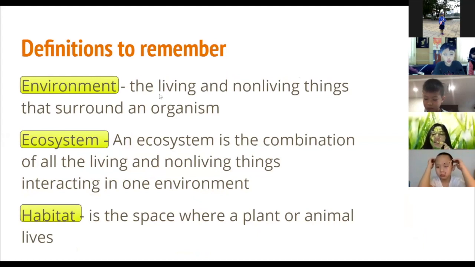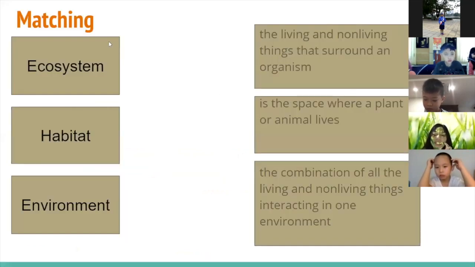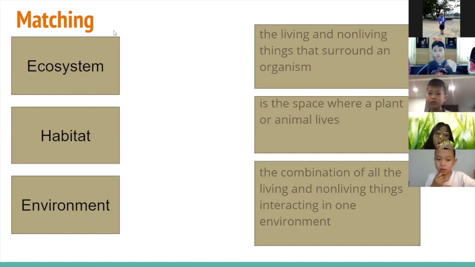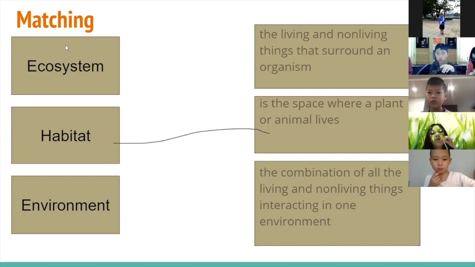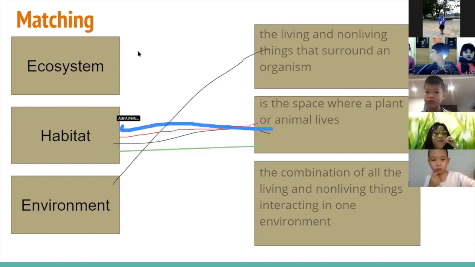Let's see if you guys can match them. So I'm going to turn on your annotation, okay? Let's see if you guys can match the definitions. So read the definitions and please match them. You have ecosystem, habitat, and environment. So 3, 2, 1, go. One straight line, guys. Make sure your lines are straight. Yep. That was a very good line. Yeah, Asia Roberto, that was good.